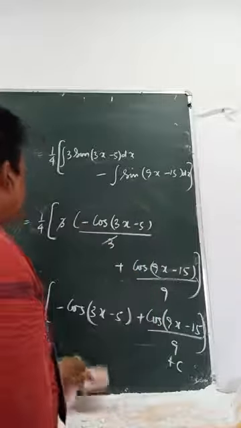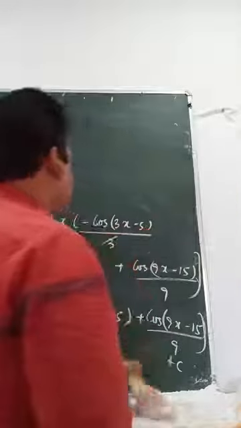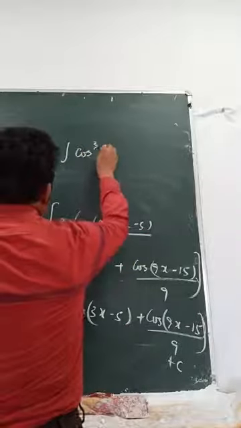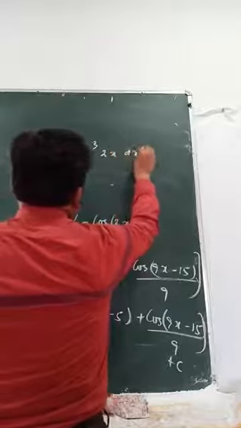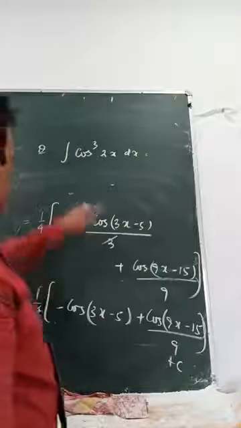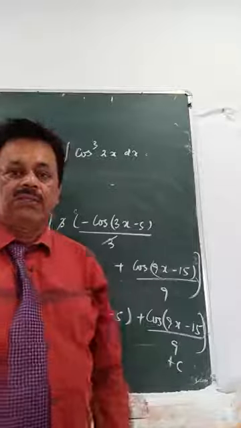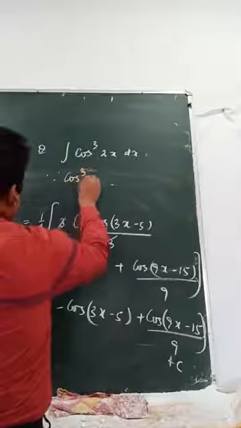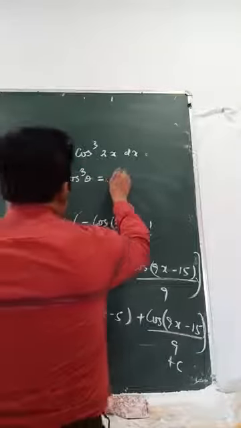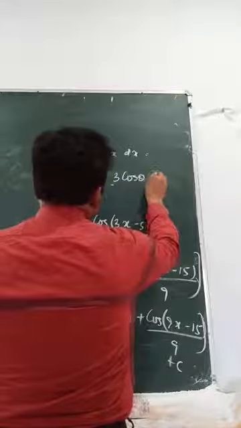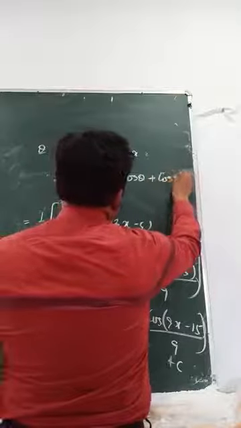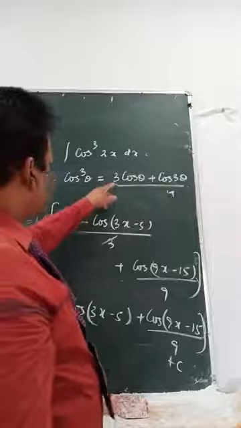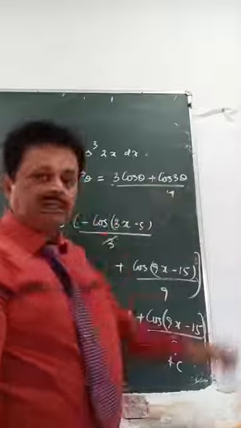Now you see cos. What about cos cube 2x dx? That means you should know what is the formula of cos cube theta. So cos cube theta is 3 cos theta plus cos 3 theta by 4. 3 cos theta plus cos 3 theta by 4.